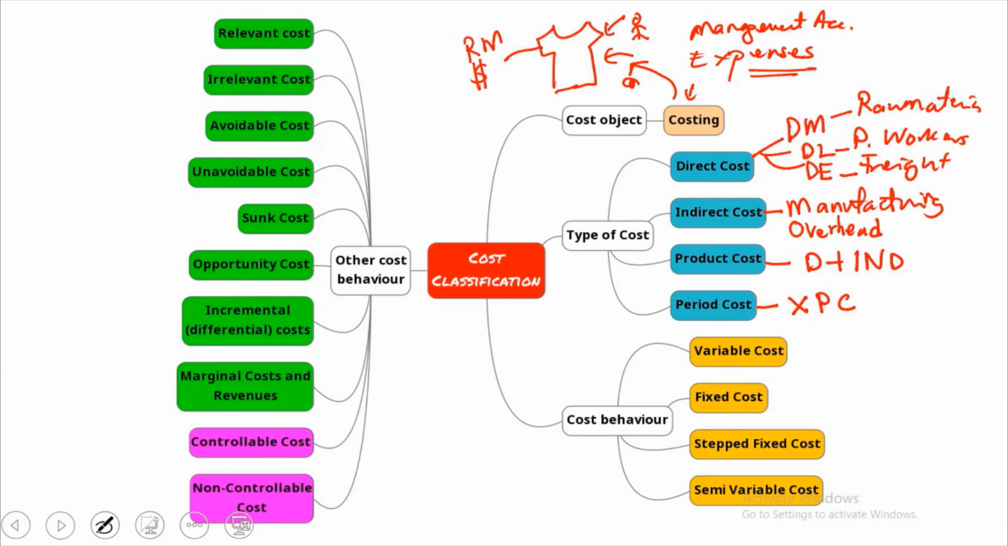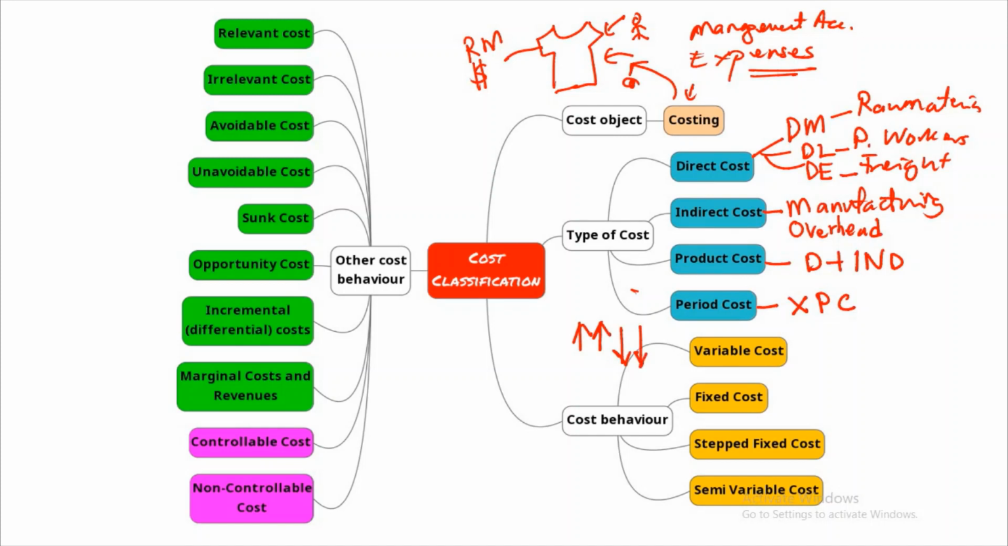Let us look at cost behavior. Under cost behavior, I have given you a few types, separated into the main ones and the other cost behaviors that we have. First, we're going to look into variable cost. Variable cost is a cost that is directly proportionate to the level of activity. If the level of activity increases, the cost is going to increase. If the level of activity decreases, the cost is going to decrease.